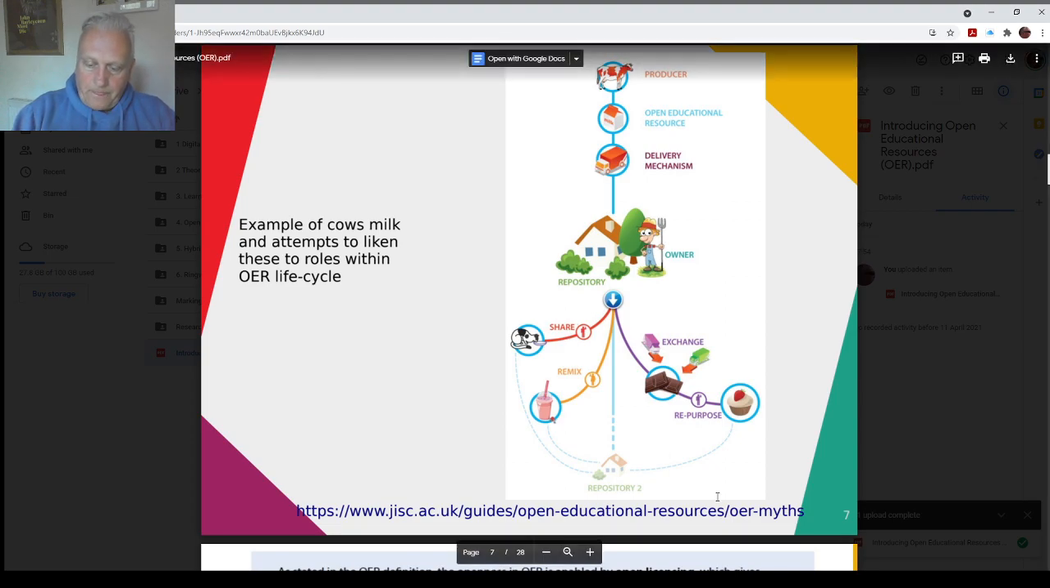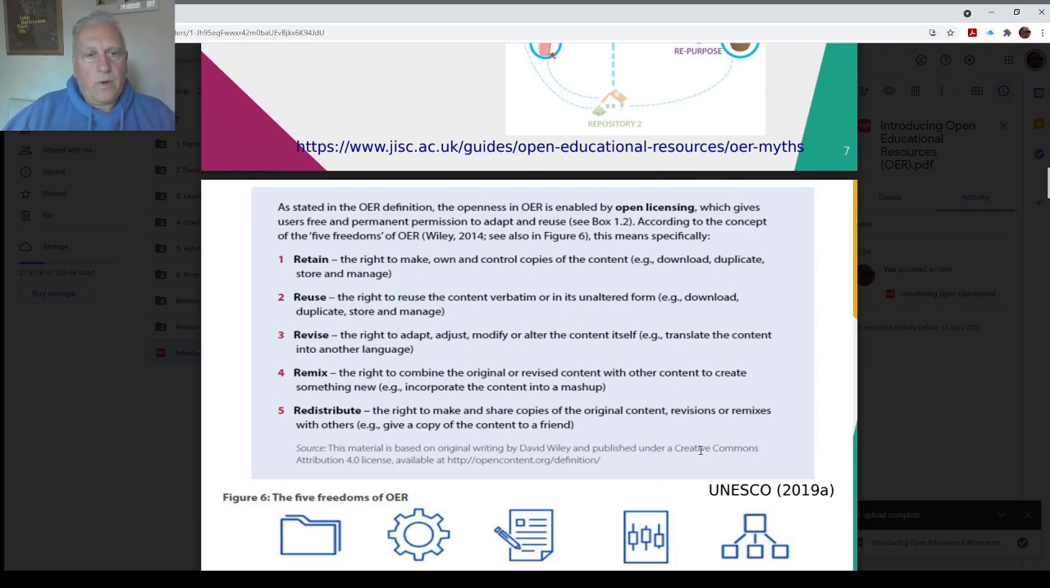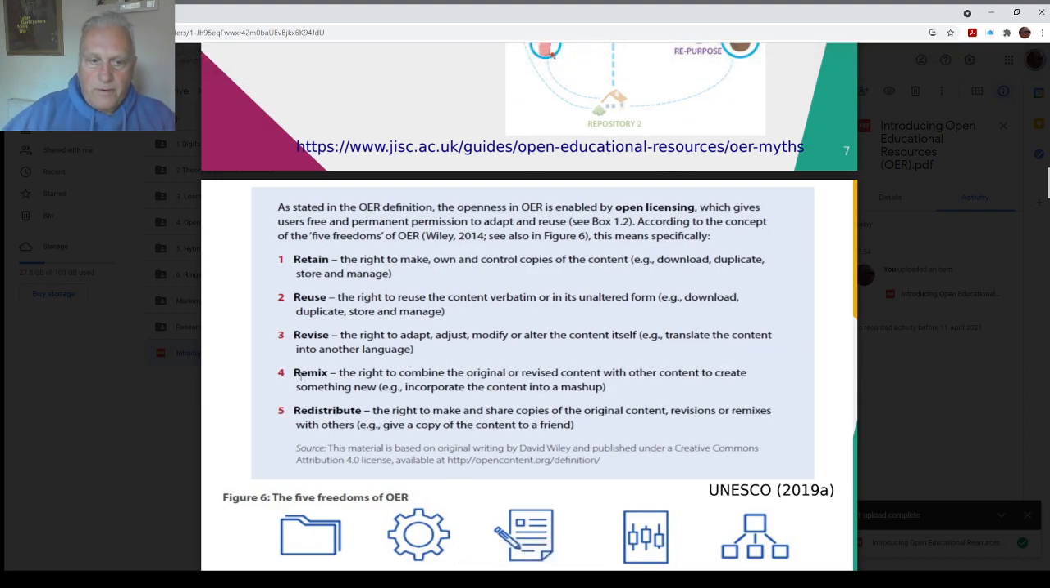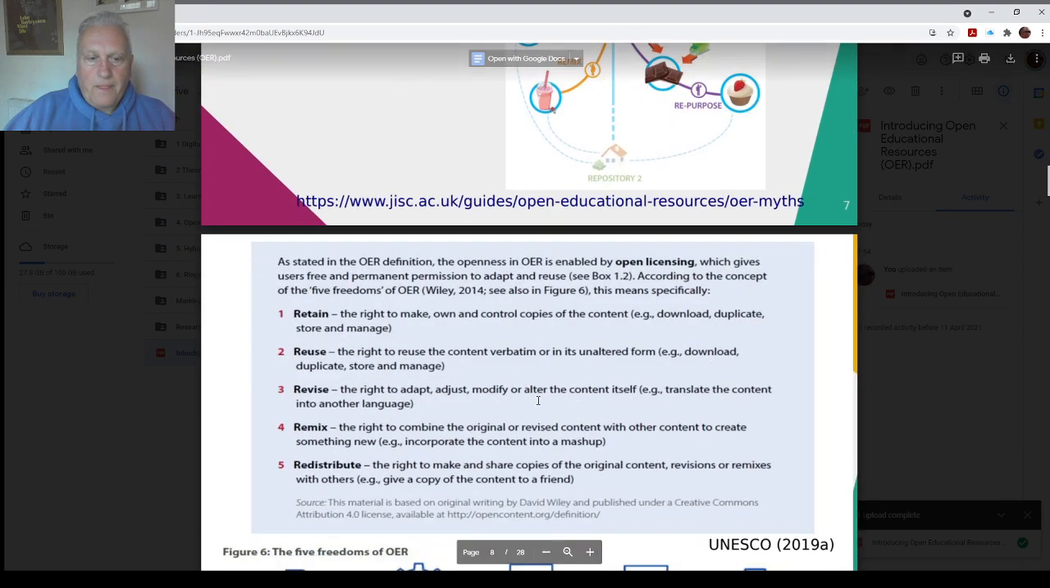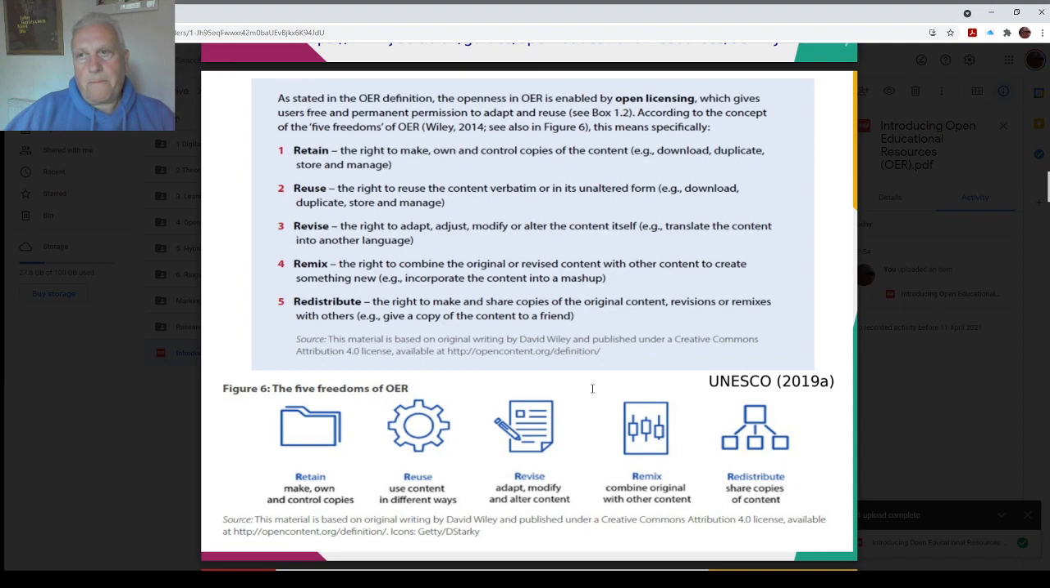David Wiley came up with a nice set of what are called the 5 freedoms of OERs, where we can retain, reuse, revise, remix, and redistribute them. I won't go into the definitions of them, but if we take remixing, which was in my diagram above: remixing is the right to combine the original or revised content with other content to create something new, for example incorporating the content into a mashup. When I was working on a Learning Lab project, we took a mobile phone app for learning produced by Aachen University, one of the partners, developed by Helsinki, and we tweaked it with a programmer to produce something else. And these were pulled out of and deposited in something called GitHub, which is a huge repository of open source software.